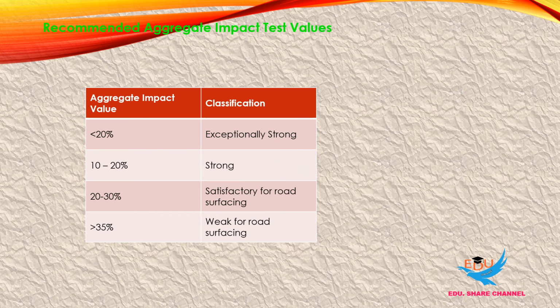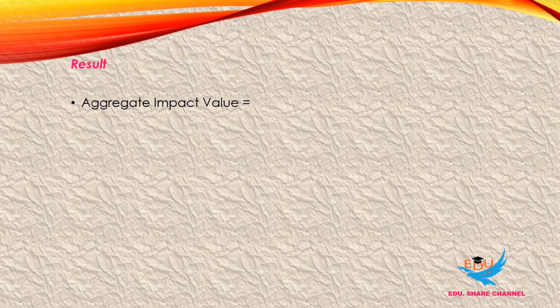Recommended aggregate impact test values. Aggregate impact value, classification. Less than 10%: exceptionally strong. 10 to 20%: strong. 20 to 30%: satisfactory for road surfacing. Above 35%: weak for road surfacing. Result: Aggregate impact value equals.